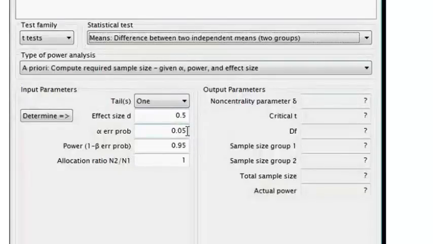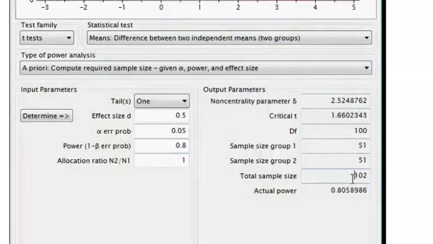Now, there's the critical cutoff alpha. We always use 0.05. You could change that down to 0.01 or 0.001, depending on how strict of a significance level you want. And in the power, we always change this to 0.8. Okay. And this means the ratio of group 1 to group 2. You basically want the same sample size in each of your groups. You hit calculate, and there's your minimum sample size right there.